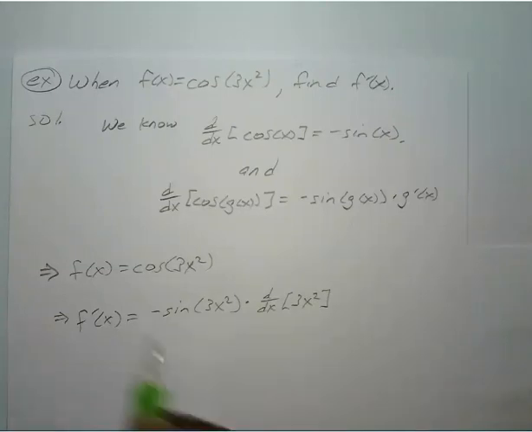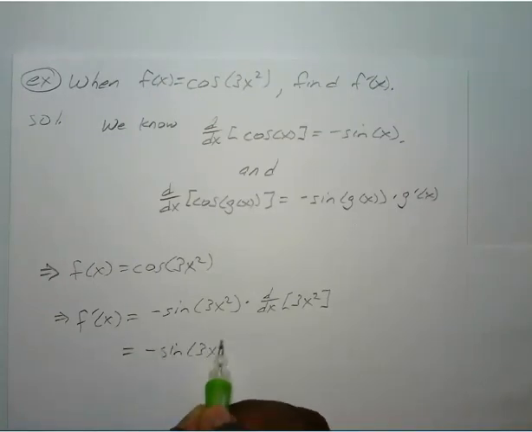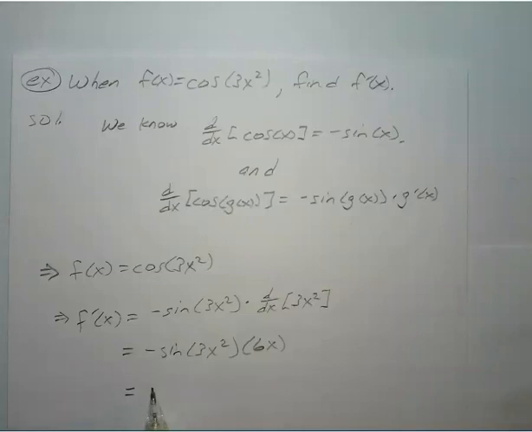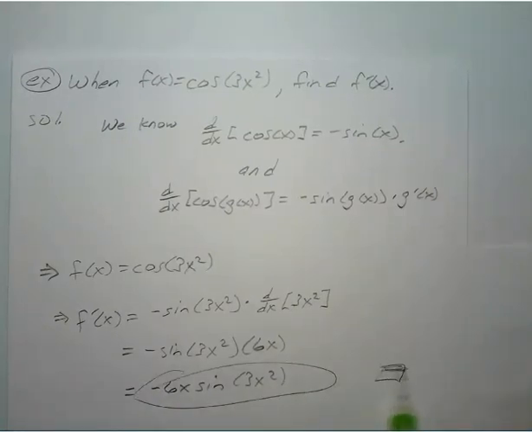All right. So that means our derivative will be negative sine 3x squared times the derivative of 3x squared, which will give us 6x. So we'll equal negative 6x sine of 3x squared. As you can see, it's pretty similar to the regular chain rule, where you find the derivative of the whole thing, then the derivative of what's inside.